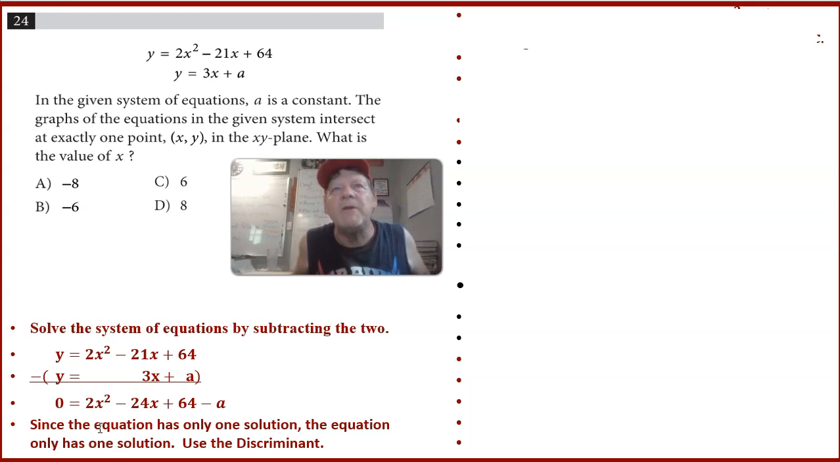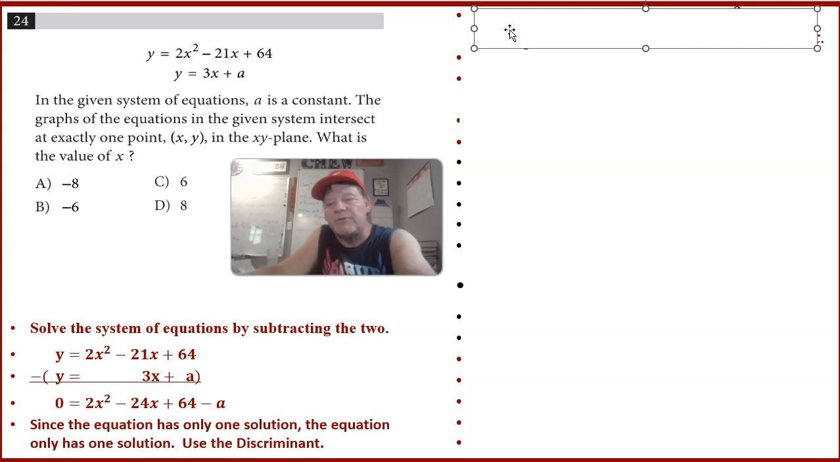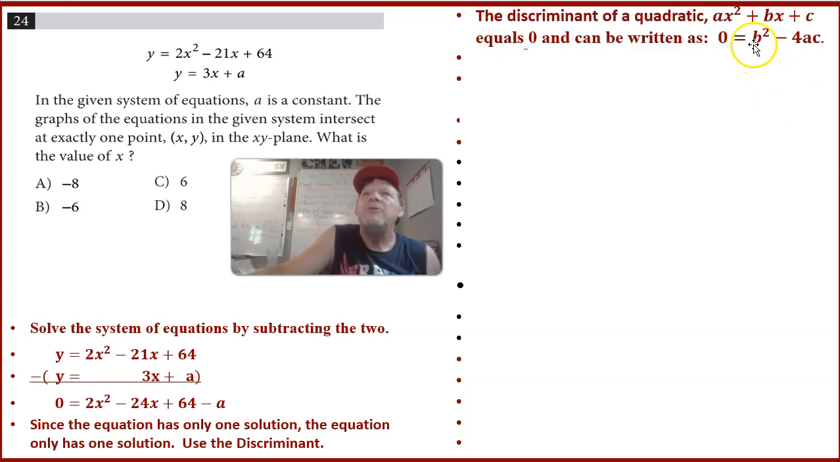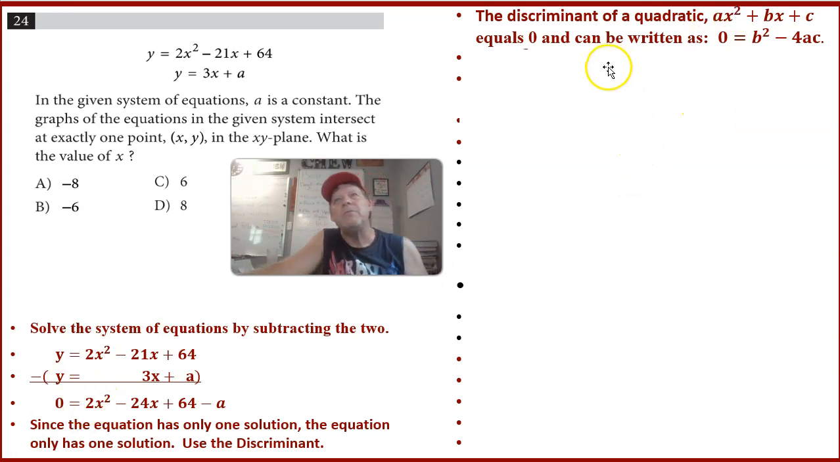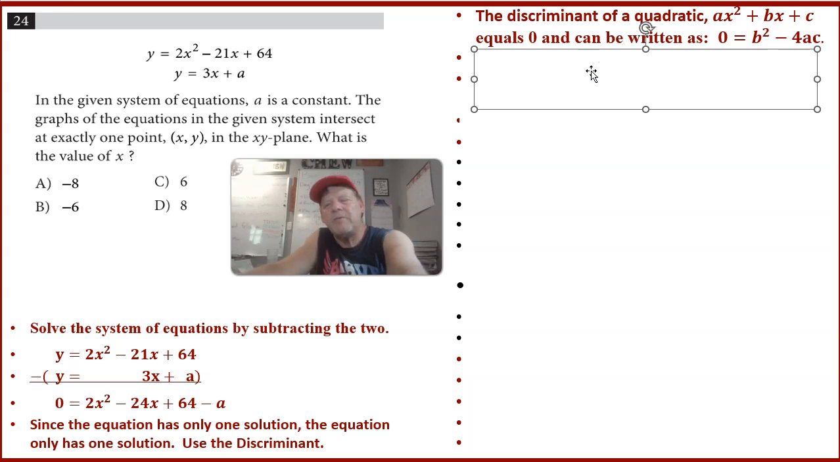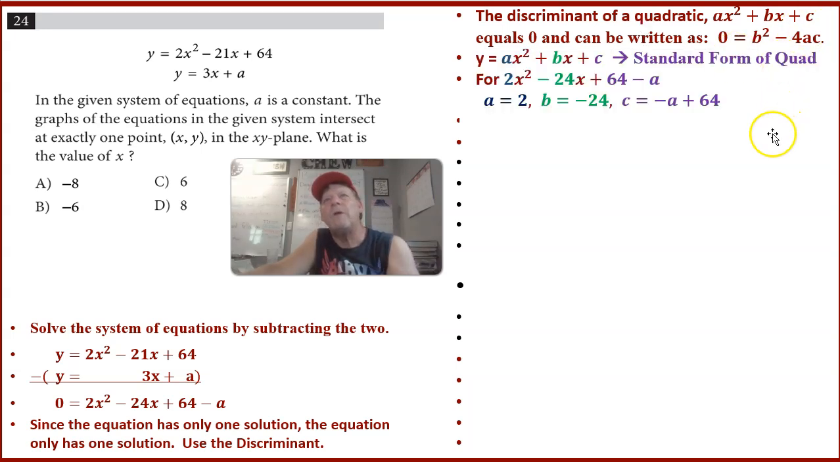Now, what's a discriminant do for a quadratic? It tells you how many roots that has. So if it equals 0, you know it's going to have just one root. So the C ends up being the 64 minus A. The B ends up being a negative 24. And the A ends up being 2. And the discriminant's formula is B squared minus 4AC.